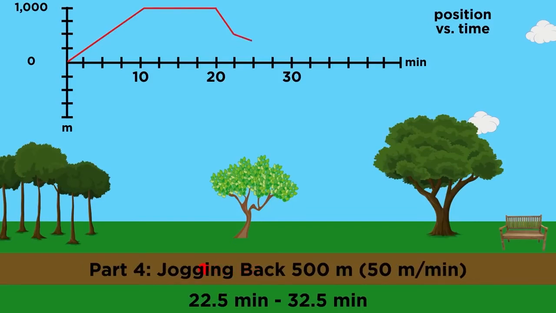Suddenly, you get a cramp, and you have to finish the journey at 50 meters per minute for the last 500 meters, which will take 10 minutes, leaving you at a point with coordinates of 32.5 minutes and 0 meters, back to the place where you started, but later in time.